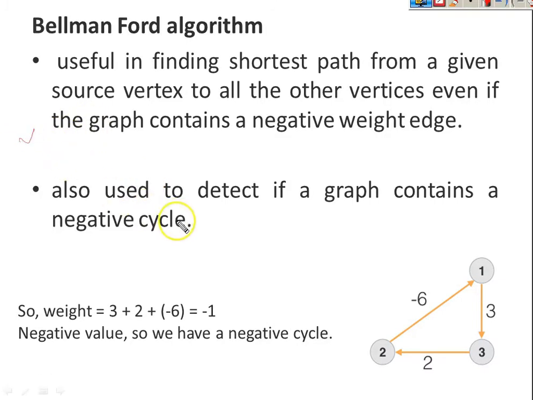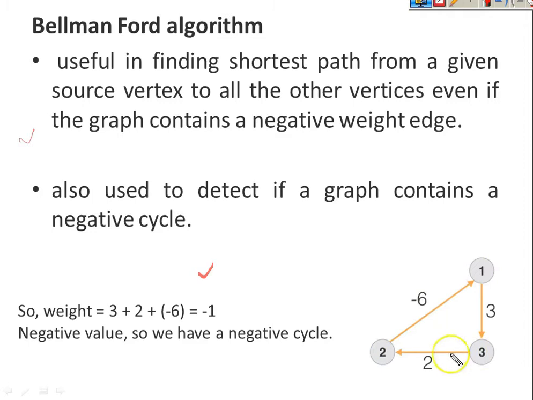So the Bellman-Ford algorithm is used to find single source shortest paths, that gives the shortest path from one source to all other vertices, even if a negative weight edge is present in the graph. Also, it tells us whether the graph contains a negative cycle or not. So what is the meaning of a negative cycle? A negative cycle means there is a cycle present in the graph.